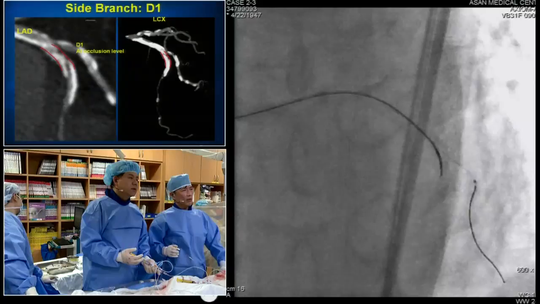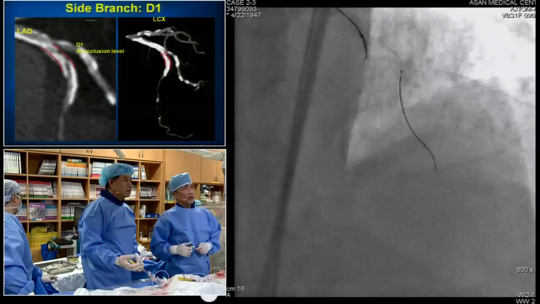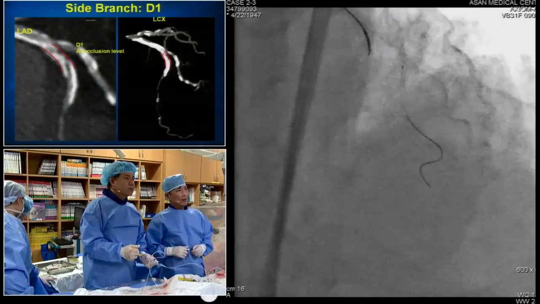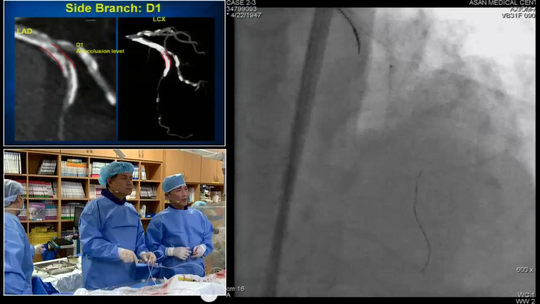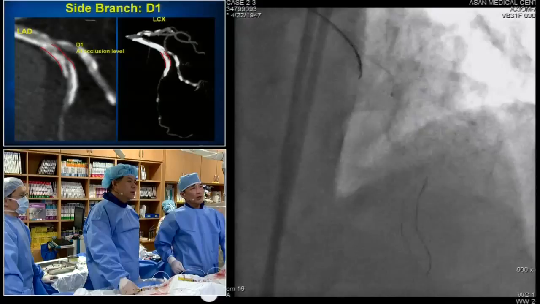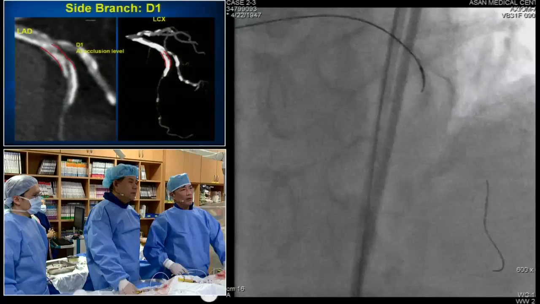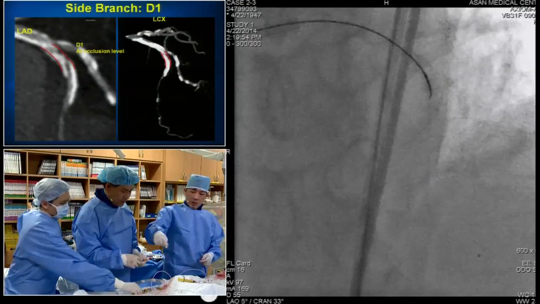Wow, very tight. Even in the diagonal branch. This diagonal is the only one feeding vessel. Oh, quite difficult to insert the microcatheter to the diagonal distal. Fine Cross cannot pass. Very hard. Okay, gradually. Heavy calcium. Okay, so I try to anyhow do deep injection.